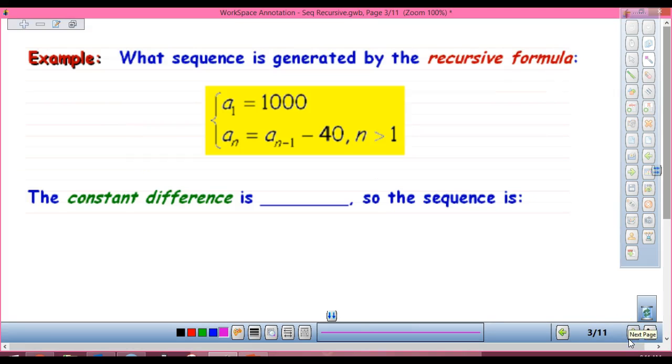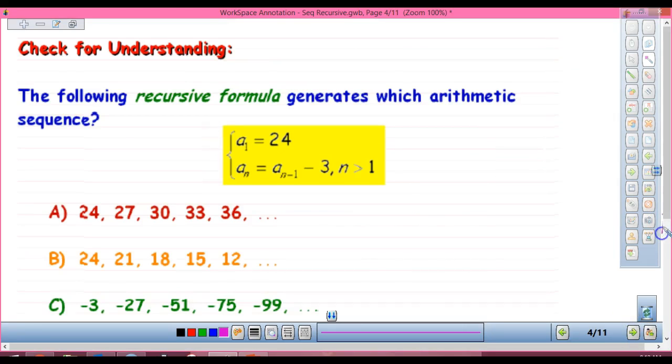All right, so in this case, what's my first term? 1,000. What's my common difference? Good, -40. Be very careful with that. Same thing: constant difference, common difference. It means that's what's always constant or what's always in common. Good catch on that one.